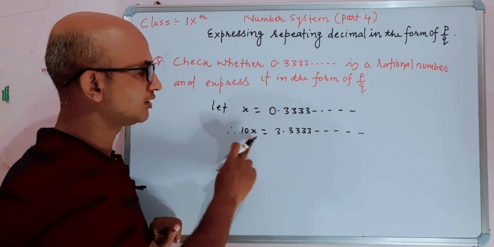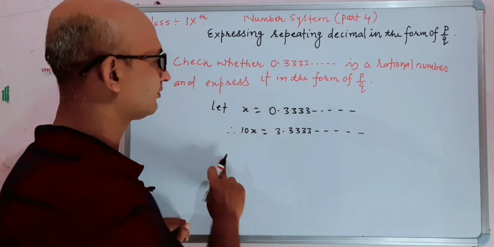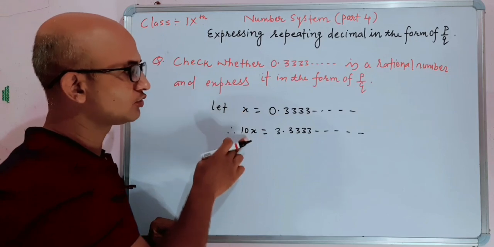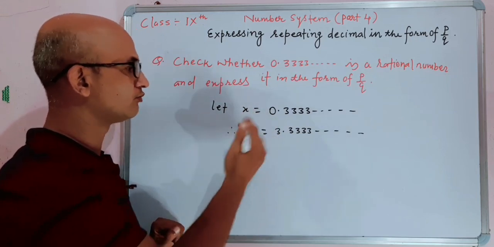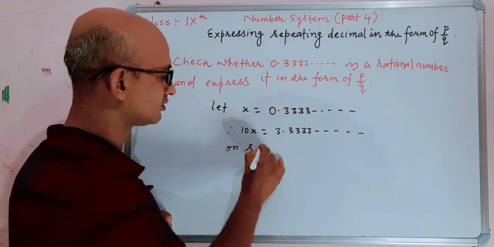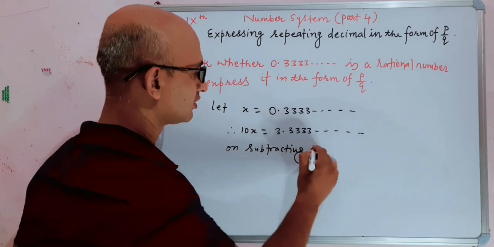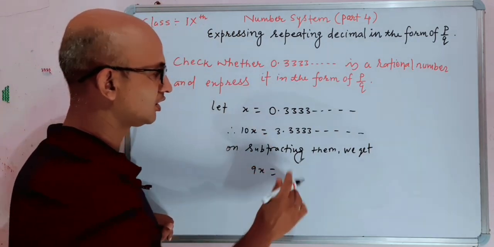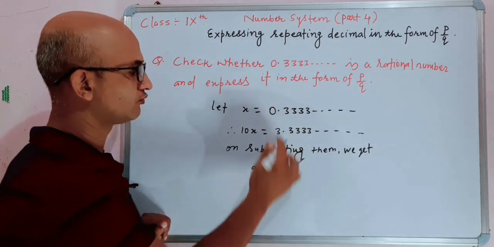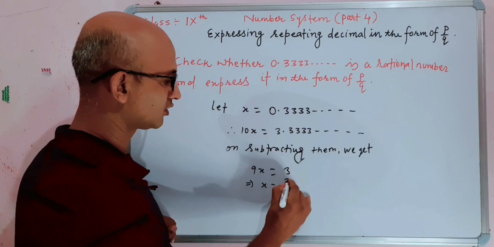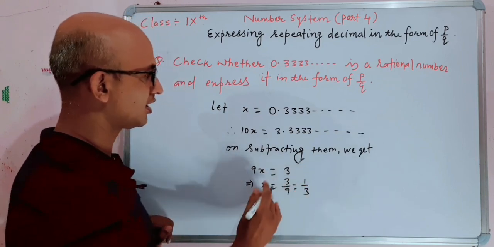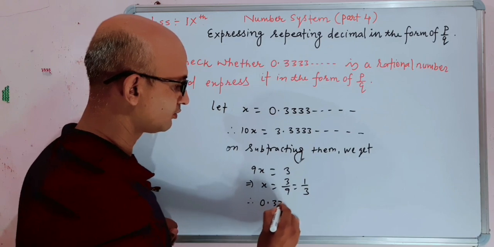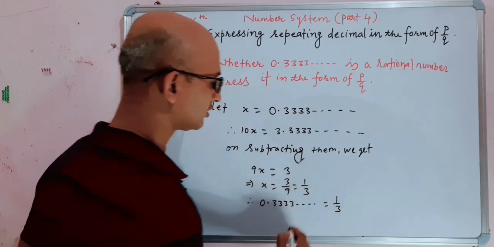On multiplying it by 10, one digit comes to the left side of the decimal. So we get 10x equals 3.333 and so on. Now, these two decimal expressions are like, therefore we will subtract them. On subtracting them, we get 10x minus x, which gives 9x equals 3, that is x equals 3 by 9. X we have supposed to be 0.333 and so on. So we get 0.333 in the form of p by q as 1 by 3.